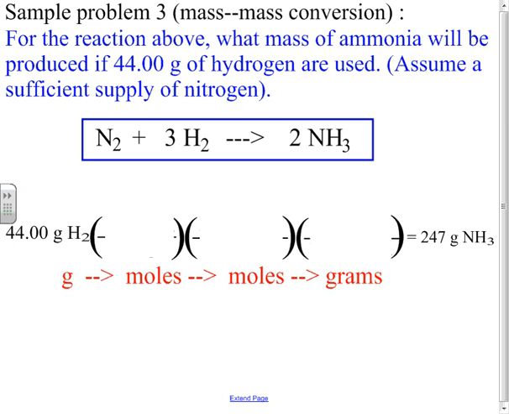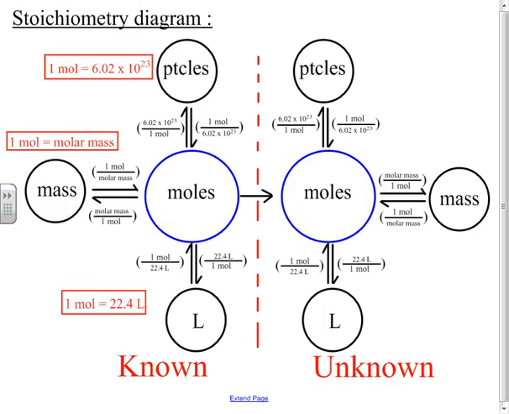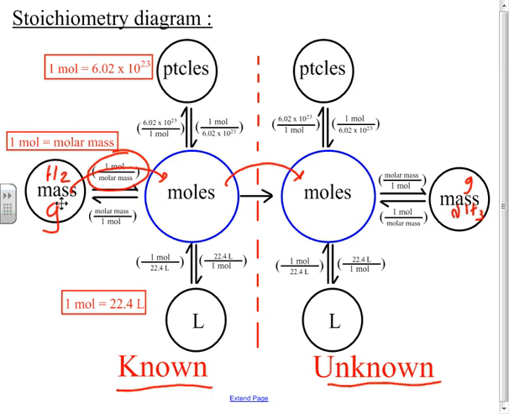So now, instead of wanting to find moles of ammonia, we want to find grams of ammonia given 44.00 grams. So now if we look at our stoichiometry map, we are given grams of the known, grams of hydrogen, and we want to find grams of the unknown. So we want to find grams of ammonia. And so we're going to have to go from grams to moles by dividing by the molar mass. Then we're going to have to go moles to moles using the numbers from the balanced chemical reaction. Then we're going to have to go moles to mass by multiplying by the molar mass.